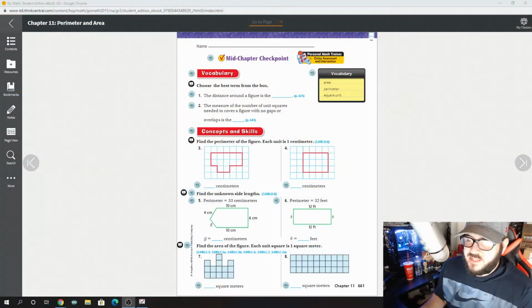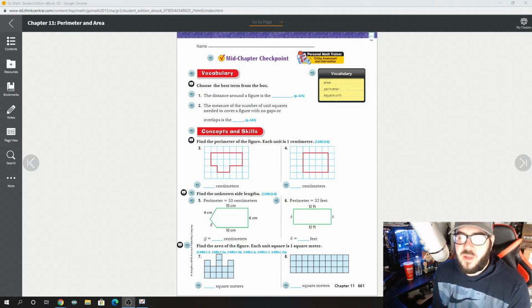Today's math lesson is on Lesson 11.7 in your math book. Before we get into Lesson 11.7, I wanted to show you something real quick. In your Scholar's Math book, you will find there is a mid-chapter checkpoint that comes right after Lesson 11.6. It is on page 661.